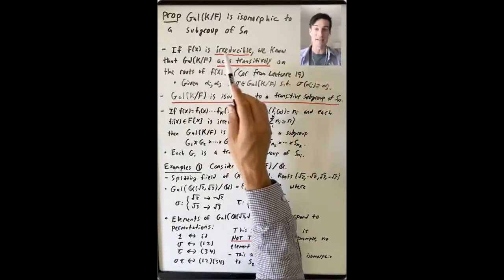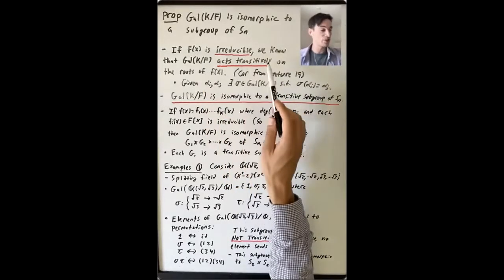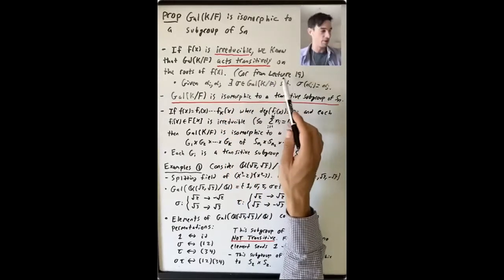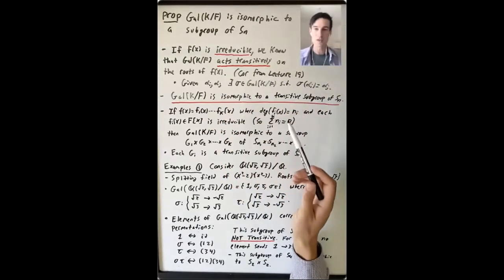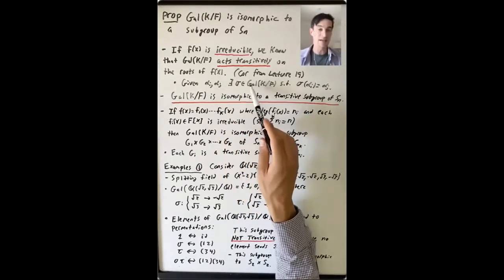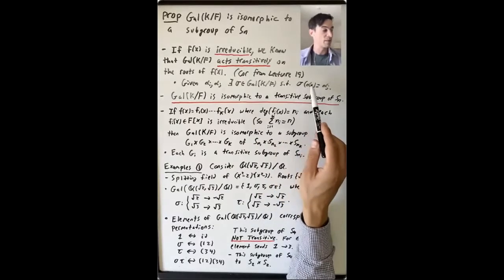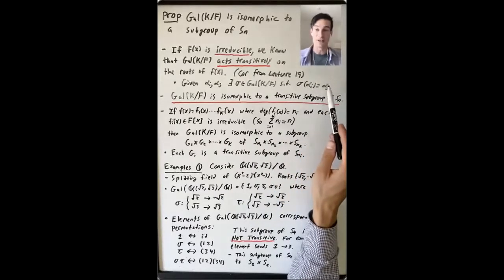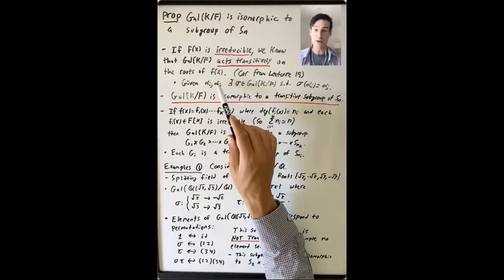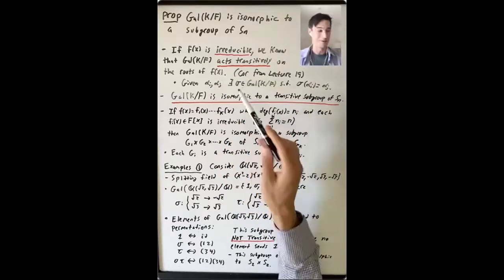If f(x) is irreducible, then we know that the Galois group of K over F acts transitively on the roots of f(x). So this is a corollary that we proved in lecture 19. So what does that mean? Given alpha i, alpha j, two of these roots, there exists an element sigma in the Galois group of K over F such that sigma of alpha i equals alpha j. So you can always send one element to another element via some Galois element, some sigma.